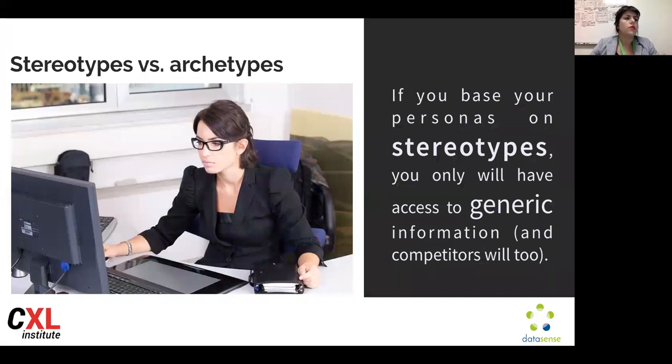Again, the only thing you don't want to do is base your personas on stereotypes, right? That will only give you access to very generic information. And your competitors will have access to the same type of information, so that won't give you any advantage. So you want to build realistic archetypes that are based on real data, whichever that data may be.